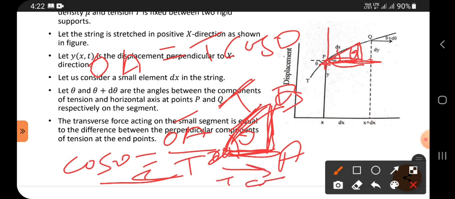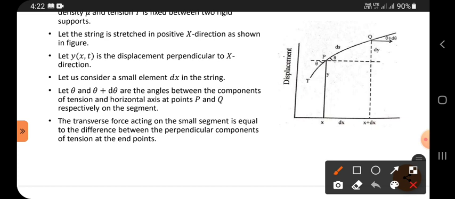T cos theta. Okay. So like this, in the same manner we can get this component as T sin theta. So just you have understood like this, what we got: this side T cos theta, and this side we can get T sin theta.